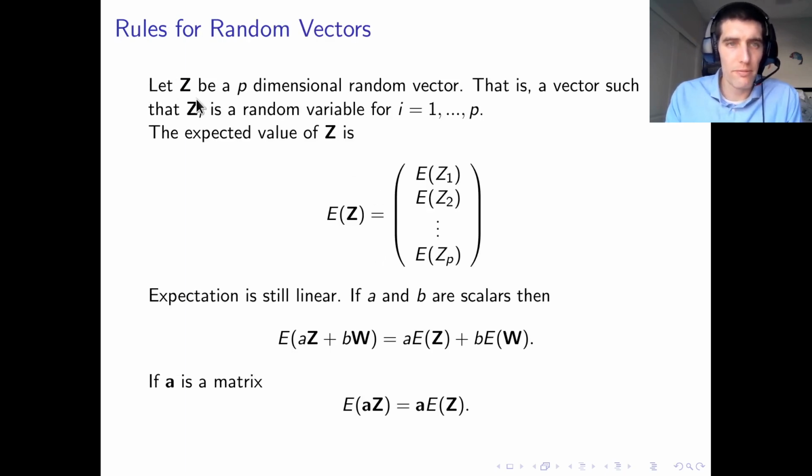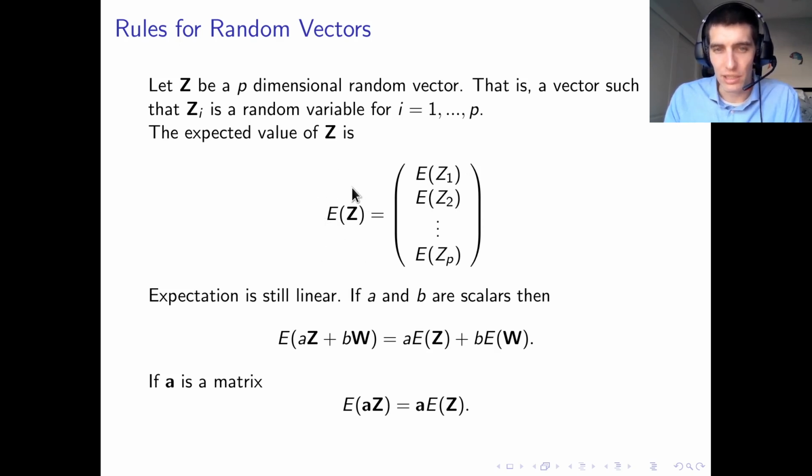So a random vector: we're going to let z be a p-dimensional random vector. A random vector is a vector such that each element of the vector is a random variable. Okay, so that's pretty straightforward. A random vector has elements which are random variables. And the expected value of a random vector is, well, we apply the expectation to each one of its elements. Okay, so that's pretty straightforward.